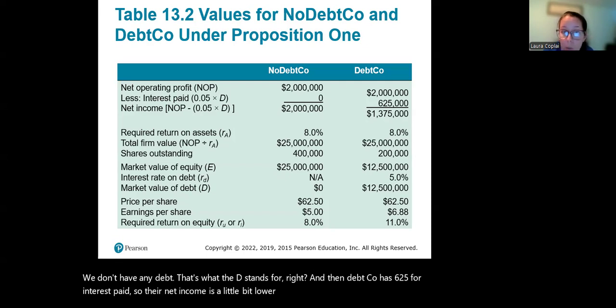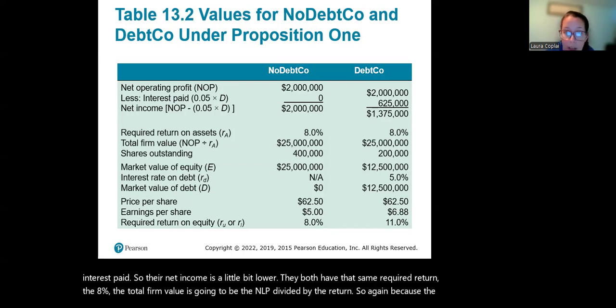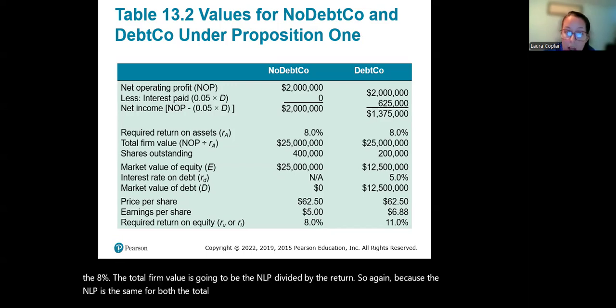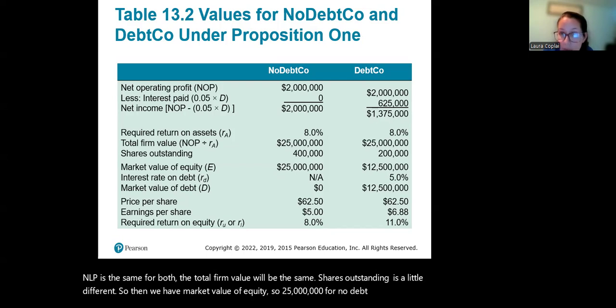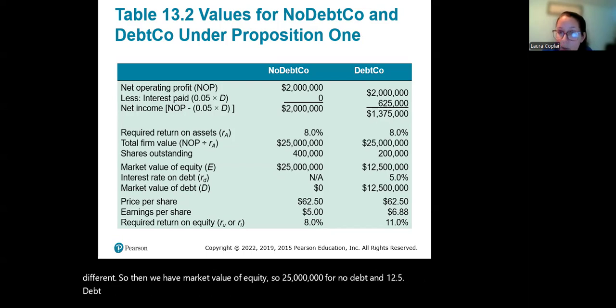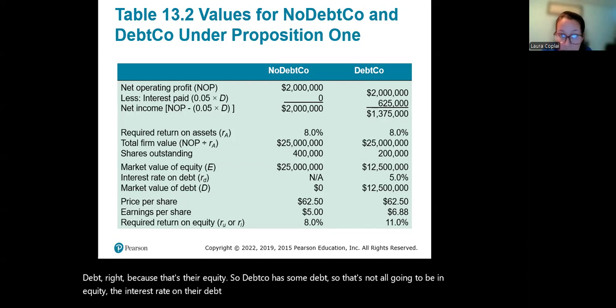They both have that same required return, the 8%. The total firm value is going to be the NOP divided by the return. So again, because the NOP is the same for both, the total firm value will be the same. Shares outstanding is a little different. So then we have market value of equity. So 25 million for No Debt and 12.5 for Debt Co., right? Because that's their equity. Debt Co. has some debt, so this is not all going to be equity. The interest rate on their debt for Debt Co. is 5%. So the market value of their debt is 12.5 million, okay?